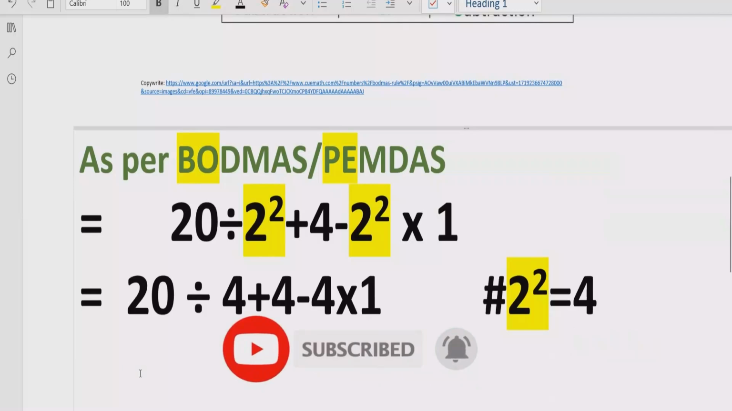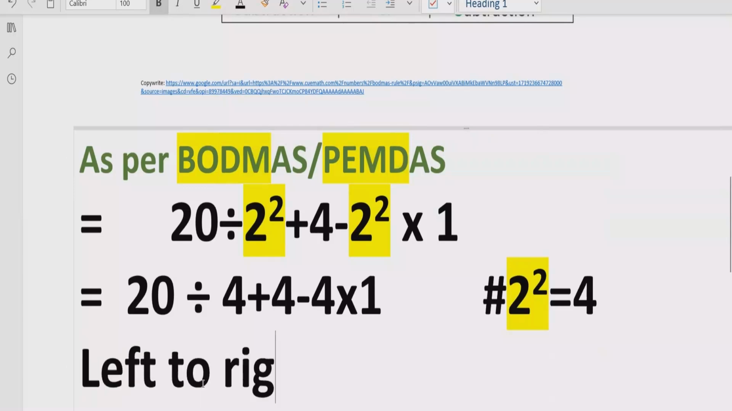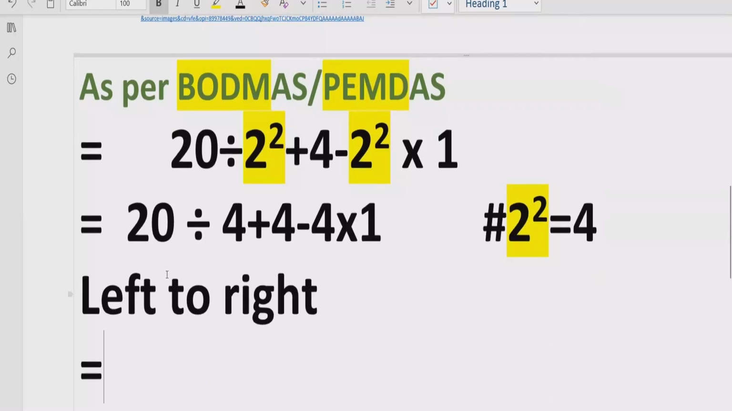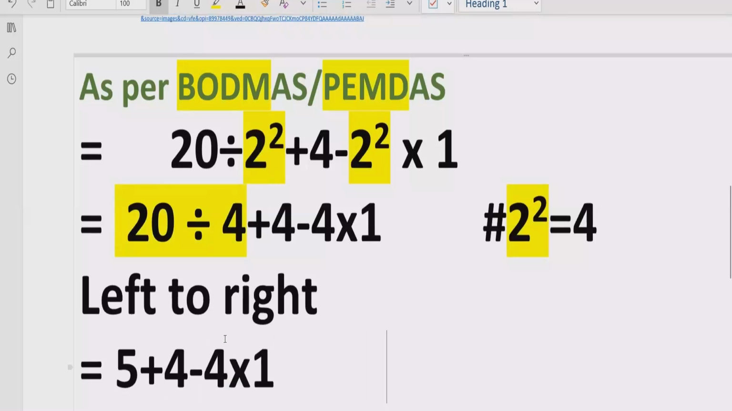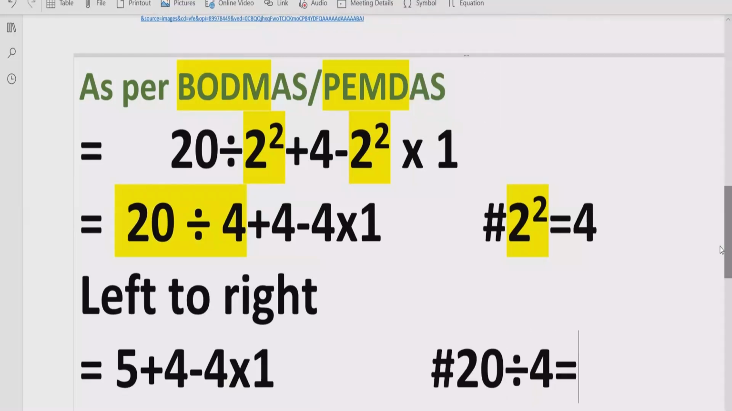Now we have to go for multiplication and division, or you can say division and multiplication. So what we will do, we will go left to right in our expression and find out which is coming first. First we have this division, which is 20 divided by 4, which is equal to 5, plus 4 minus 4 multiplied by 1, we will write as it is now. And here we will give the reference, 20 divided by 4 equals 5.